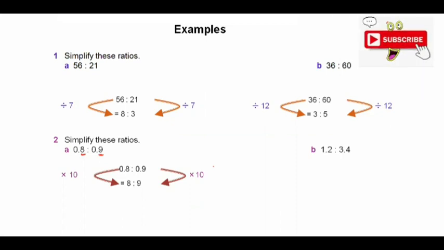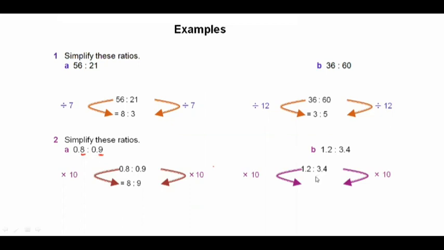Now let us look at 1.2 is to 3.4. Again here we have a single digit in the decimal part. So we multiply both of them by 10. Multiplying 1.2 by 10 we get 12 and 3.4 multiplied by 10 we get 34. Now 12 and 34 are not yet in the simplified form. The HCF is 2. So we divide both of them by 2. 12 divided by 2 we get 6. So 6 is to 17 is the simplified form of 1.2 is to 3.4.